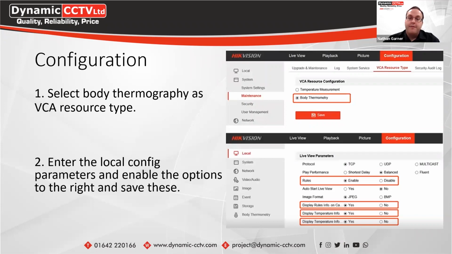So with the configuration, this is the web front end of the camera itself. The first thing we need to ensure is that the body thermography settings are actually enabled. So in the configuration, maintenance, and then VCA resource type, you need to set the camera to body thermography. On the local settings for the actual camera itself, you do need to enable the rules so you can actually see the box around the person and the temperature on the screen in live view. So those settings would need to be enabled on the camera that we've got shown there.